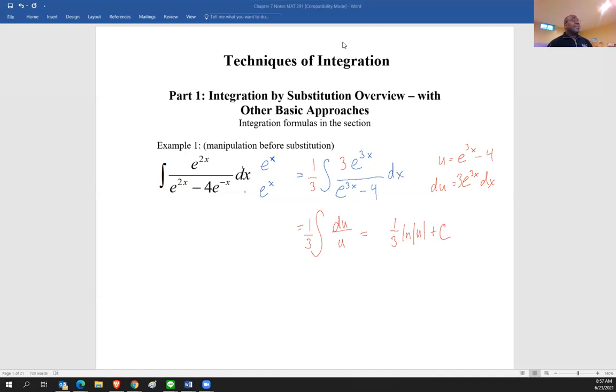And so now putting it back in terms of x, u being the denominator, e to the 3x minus 4, we'll have 1/3 times the natural log of the absolute value of e to the 3x minus 4, plus c.